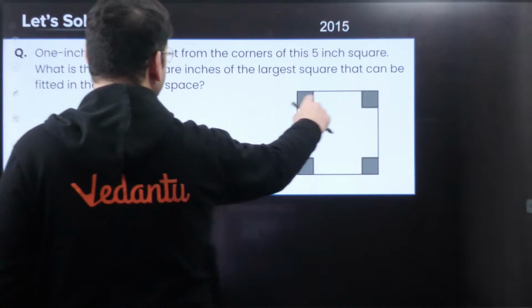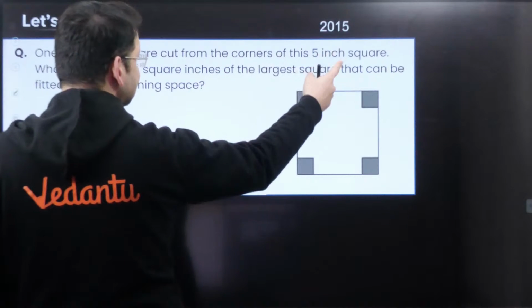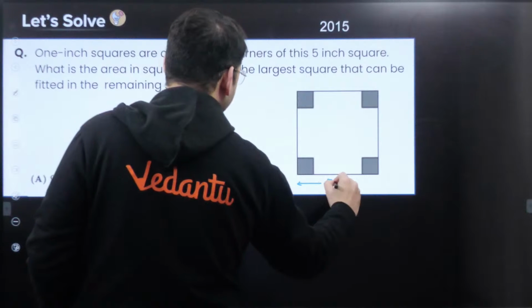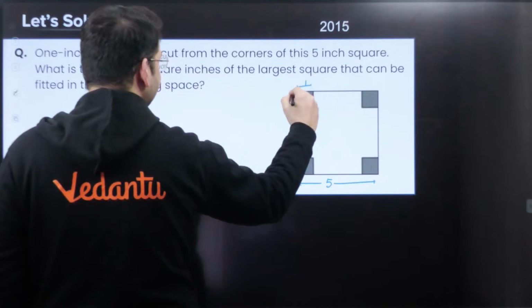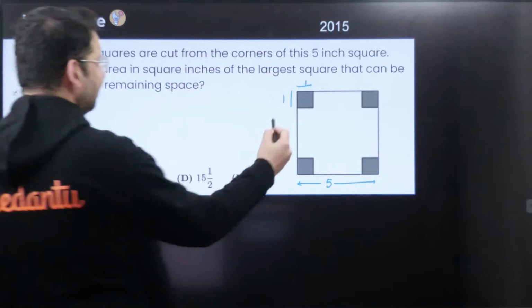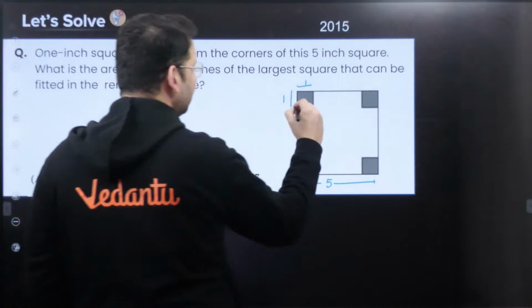1 inch squares are cut from the corners of this 5 inch square. So again, the total length is 5. सभी कॉर्नर से 1 1 1 हटा दिया. Right. So of course, the figure which remains is looking like this. It should look like this.